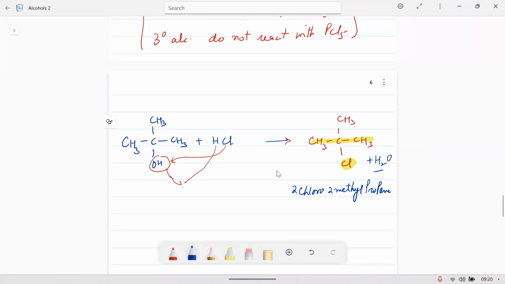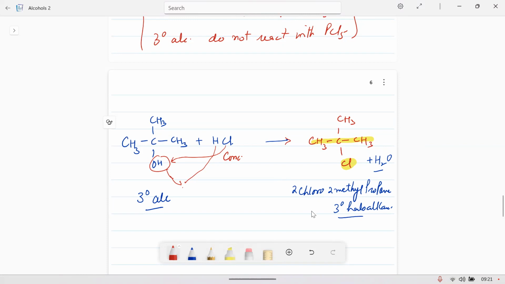So the tertiary alcohol will lead to the formation of a tertiary haloalkane. So if you want a tertiary alcohol to change into a tertiary haloalkane, you need to react it with concentrated HCl. That's the only thing, the reaction for chloroalkanes.